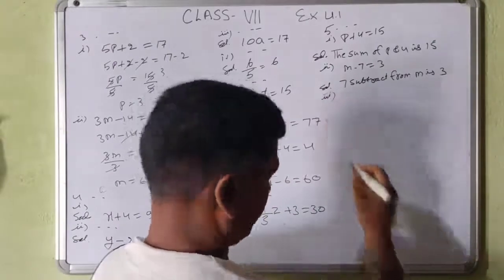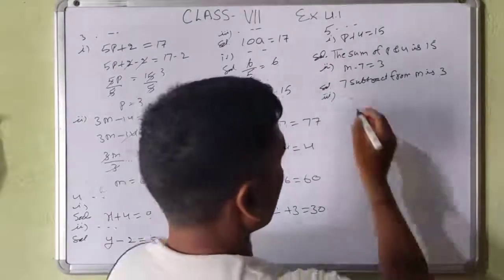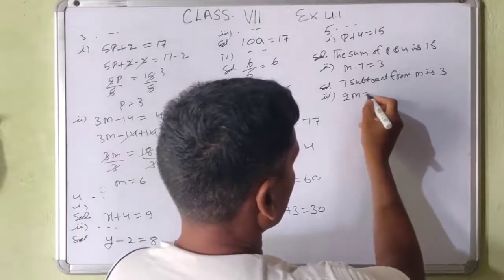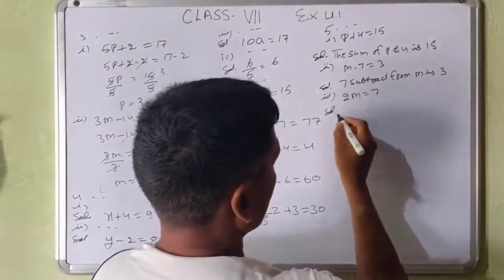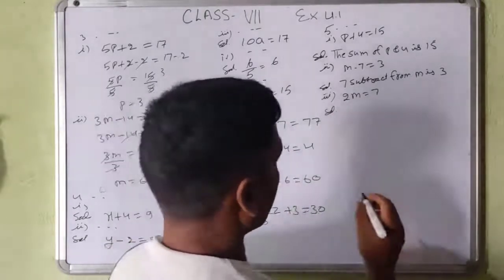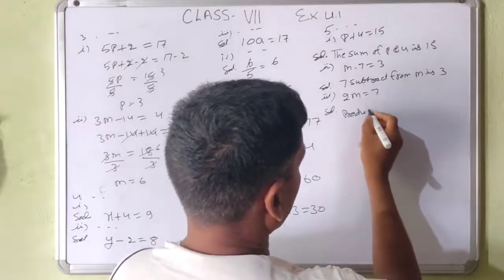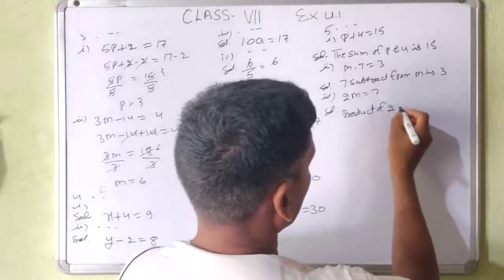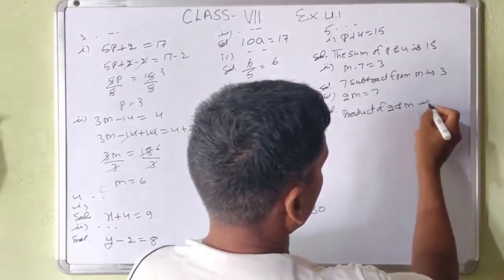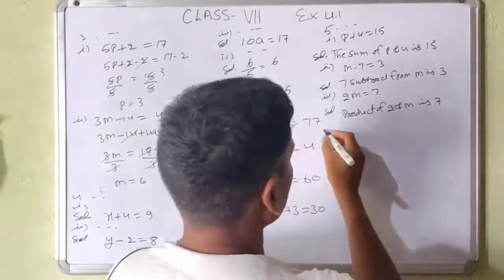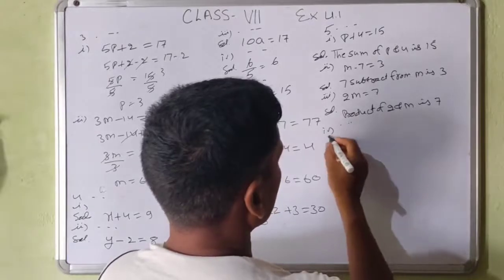Third part, 2M is equal to 7. So the product of 2 and M, product means multiply, the product of 2 and M is 7. Or you can write in your own language also.